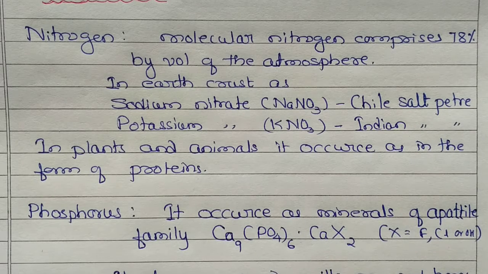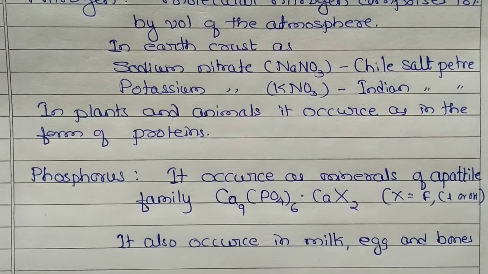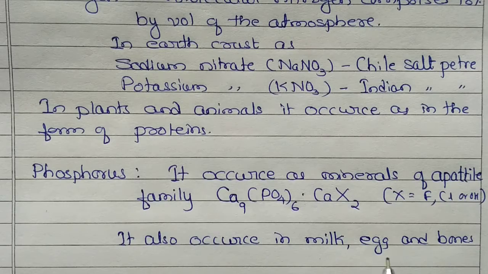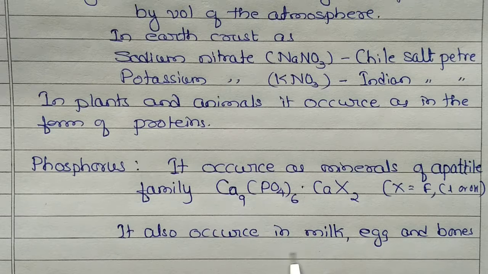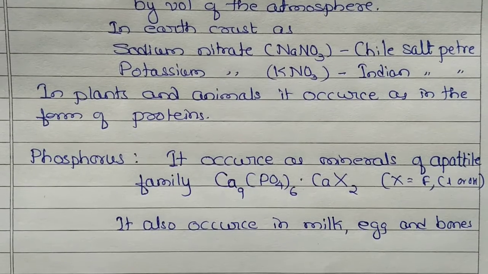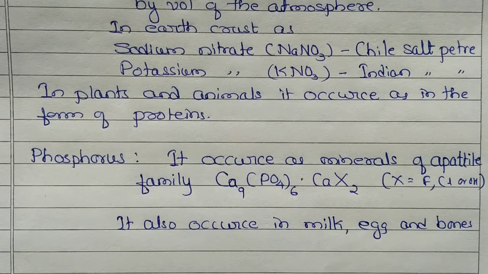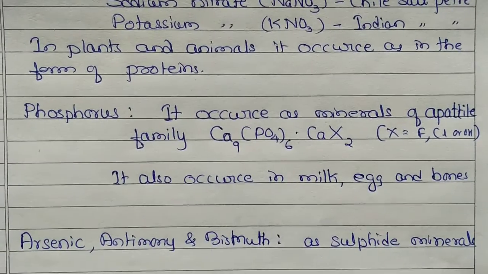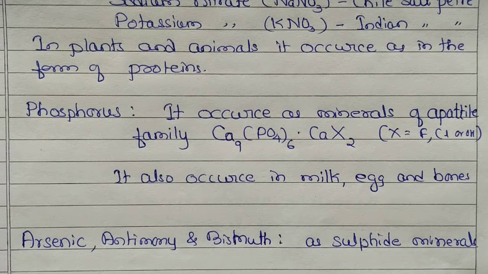Then it occurs in milk also. We can find phosphorus in milk, egg, and bones of animals and human beings also. So this is about how phosphorus occurs. Then the remaining three elements, arsenic, antimony and bismuth, occur in nature in the form of sulfide minerals. So these are some physical properties, some trends, as well as how they occur in nature.